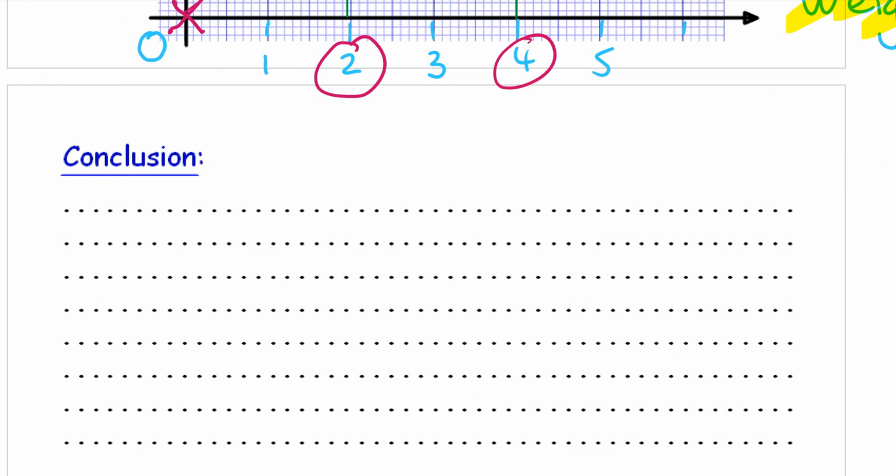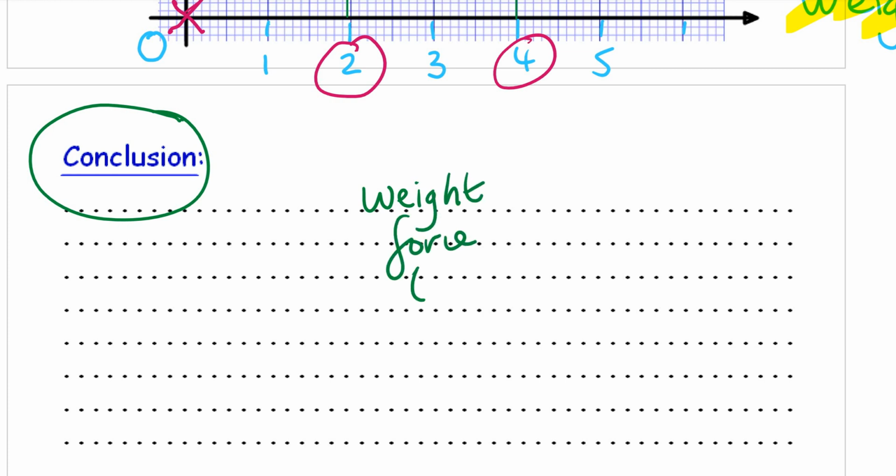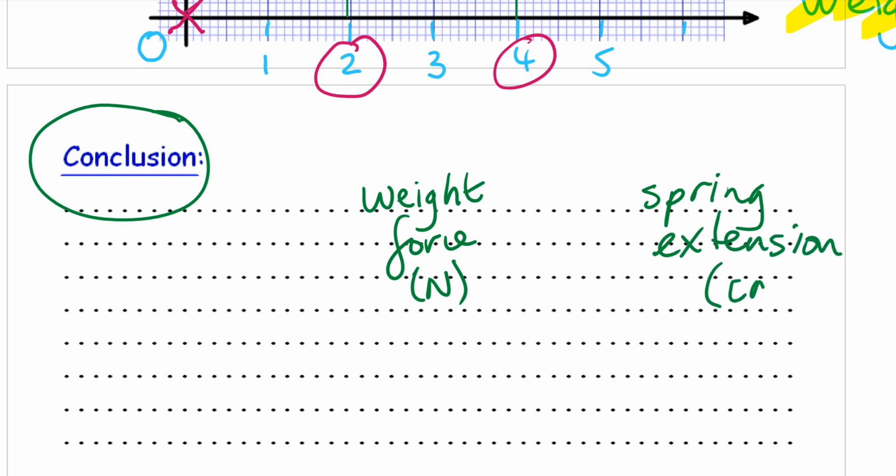I wonder, in your own words, can you provide a conclusion that is number linked? Obviously, we're going to be looking at the weight force in newtons, and we're also going to be looking at the spring extension in centimetres.